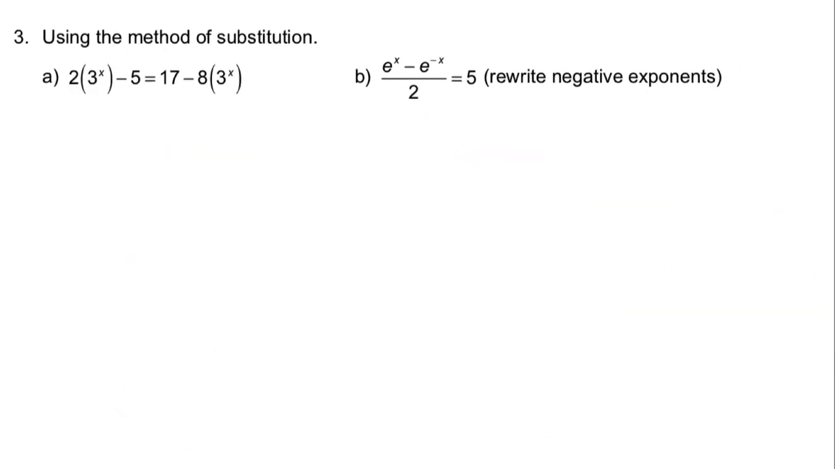The next question gives us a hint to use the method of substitution. In fact, we already used the method of substitution in the last equation. However, it's a good idea to use it if you ever see an expression, a variable part of the equation, that is repeated more than once. So here we can let a equal 3 to the x, then rewrite the equation in terms of a, and then back substitute in terms of x. So we get 2a minus 5 is equal to 17 minus 8a.